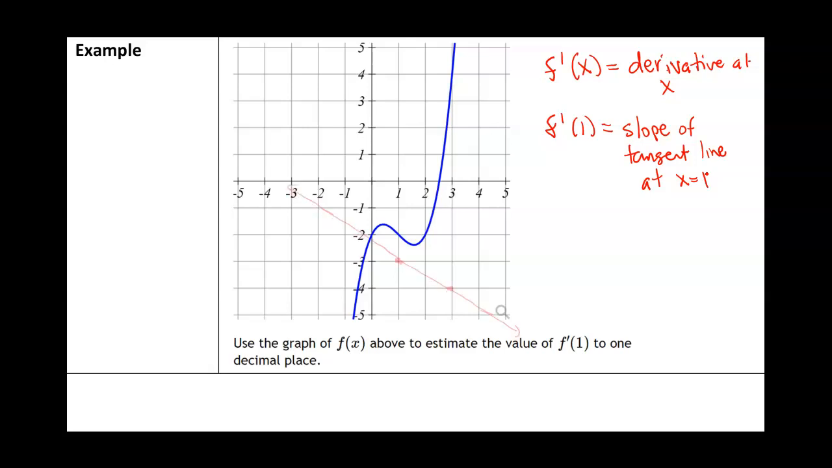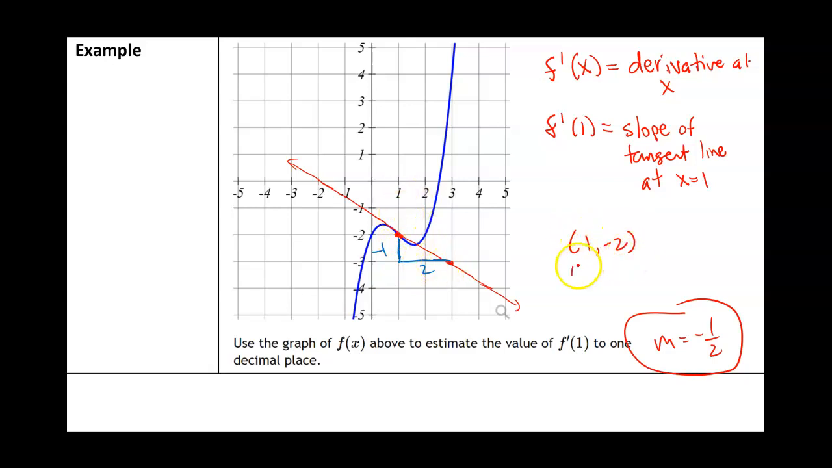So how do we find that? Well, we draw a tangent line at x equals 1, and we need 2 different points. So one point is going to be the point 1 comma negative 2. And then another point, so remember we have to choose integer values. I can choose the point 3 comma negative 3. And I can find the slope either by doing rise over run or taking those 2 points.